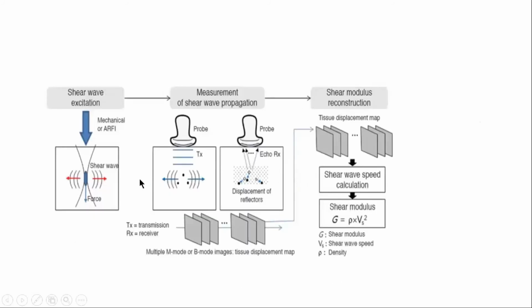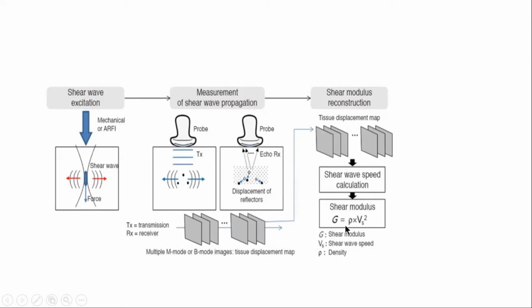This is the principle of measurement using shear wave. The fibrosis measurement here includes 3 steps. Number 1, shear wave excitation. This is the direction of the force, and this is the direction of the shear wave. And then by transmission and receiver, the tissue displacement map is produced, from where shear wave speed is calculated, and from then the shear wave modulus is calculated, which is G equals rho times V squared.